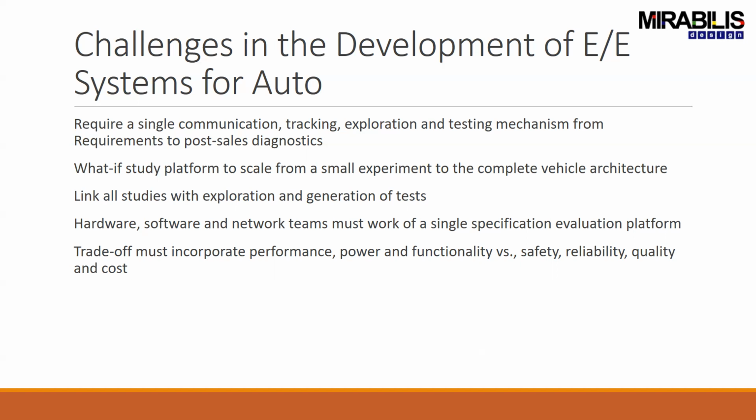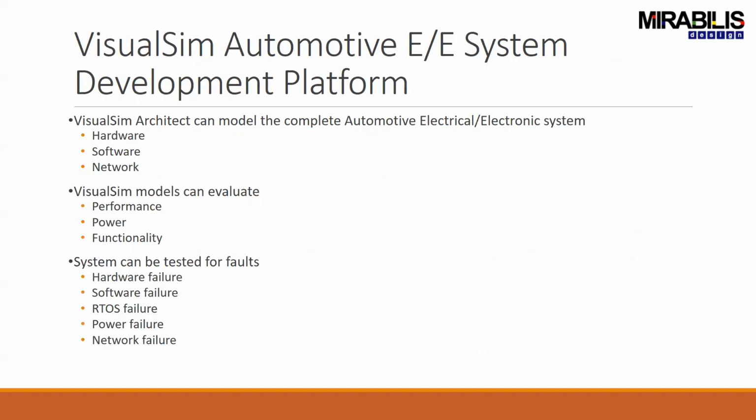So this is where we come in with the VisualSim Automotive E system development platform. In today's session, we will use VisualSim Architect and see how it can be used to model the complete automotive electric and electronic system, which would include the hardware modeling, the software design, and the network configurations. For each of these models that we create, we'll look at how we can evaluate the performance, the power, and the functionality.